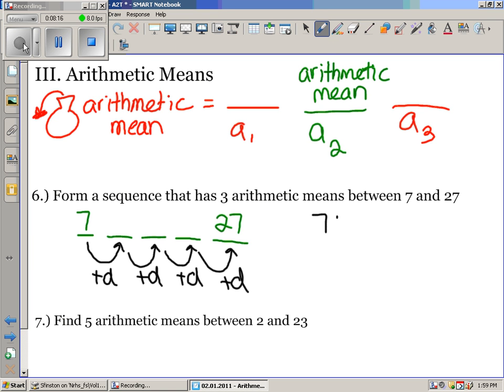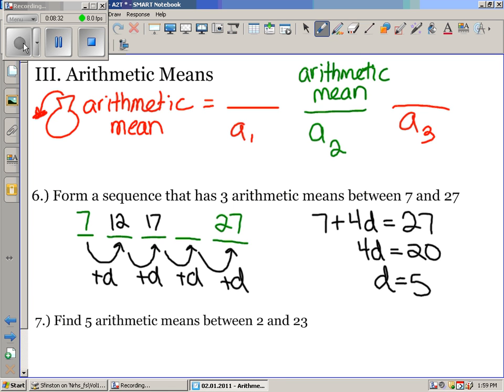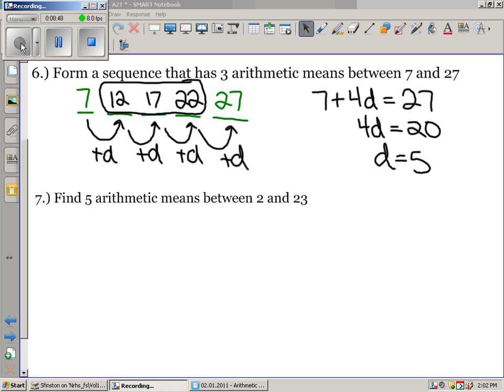That's 7 plus 4D equals 27. And so 4D has to be equal to 20. D's got to be equal to 5. 7 plus 5 is 12. 12 plus 5 is 17. 22. And that's it. That's what I was looking for. And this is the sequence with 3 arithmetic means between 7 and 27. That's your answer. One last problem, and then we're out of this joint.